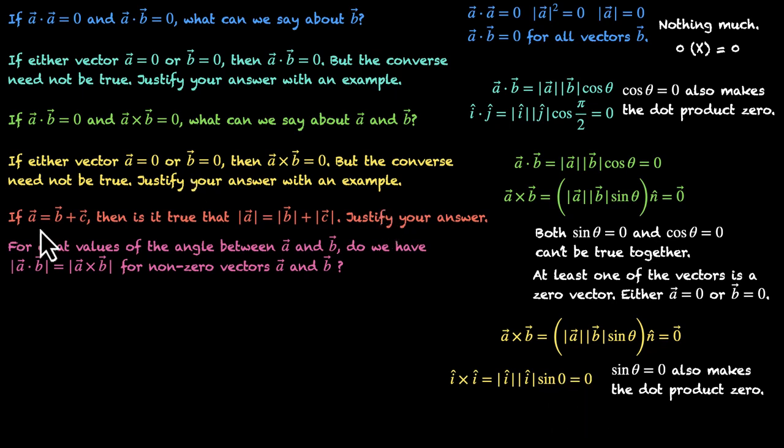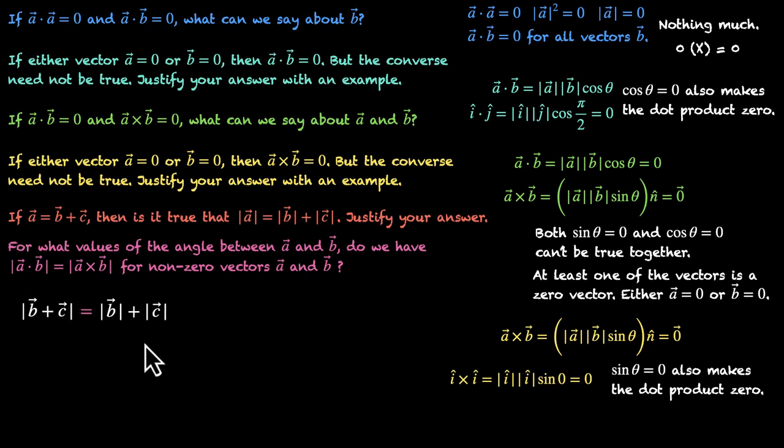Alright, now let's look at these two. If vector A equals vector B plus vector C, so A is the sum of B and C, then is it true that mod of A equals mod of B plus mod of C? Can we add their magnitudes to get the magnitude of A? Let's think about it. For this to be true, we have the sum of these vectors, A is B plus C. So mod of B plus C is equal to mod of B plus mod of C.